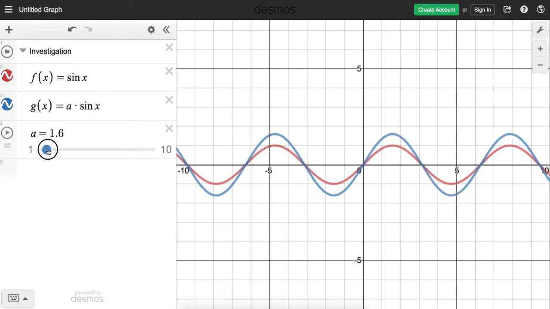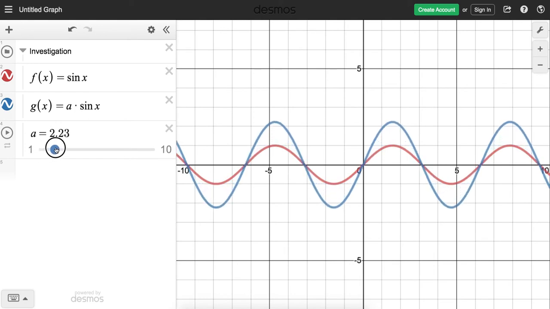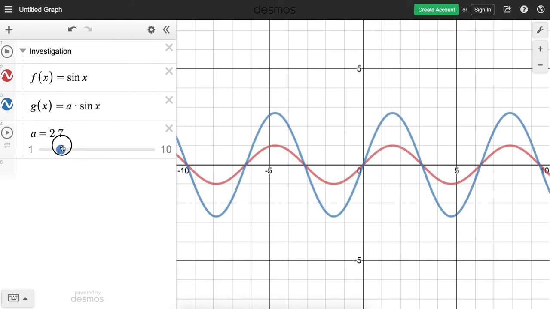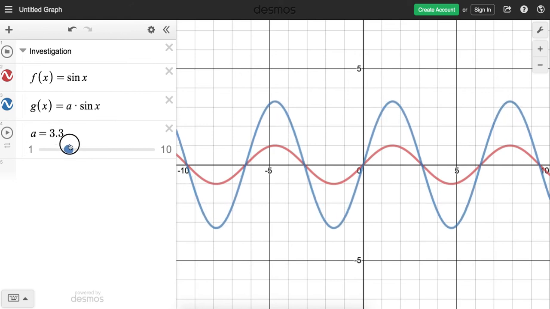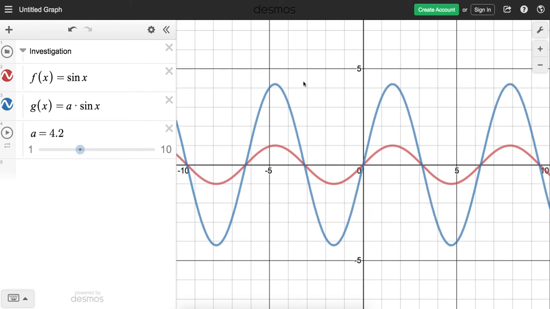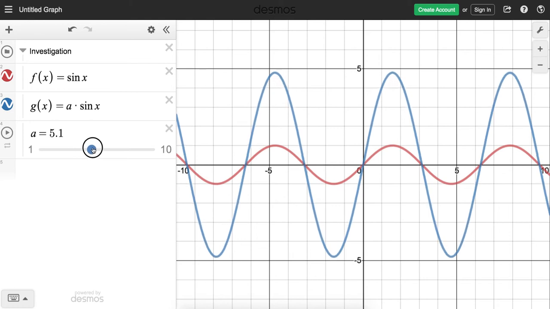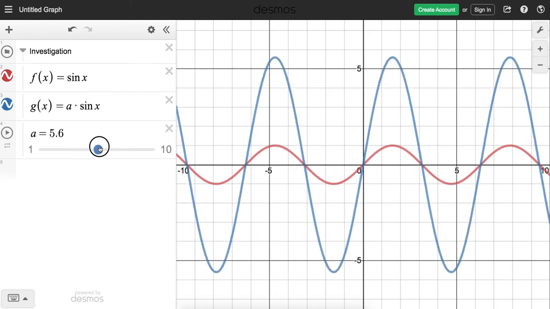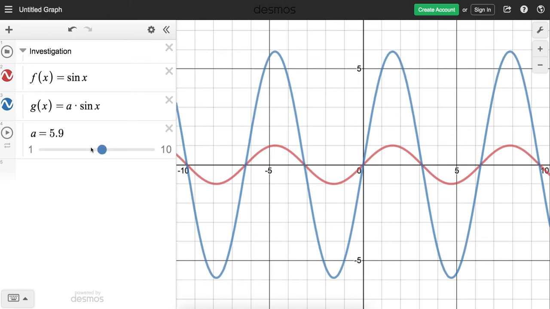So as we can see, our graph is getting taller. In fact, it's getting taller above the x-axis, and it's also getting taller below the x-axis. So it looks like it's being pulled away from the x-axis, both upwards and downwards as well. So it would seem as if our graph is stretching here. So, okay, it would appear if we multiply by a number bigger than 1, it's going to stretch the graph away from the x-axis in both directions.